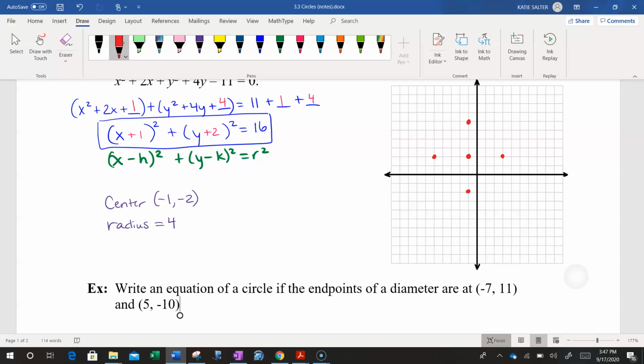And then to the best of our ability, we are going to try to draw a circle. Do the best you can. I know they're not going to be perfect, but try not to make it look like a square. Try to make it circular. And then there's our circle.